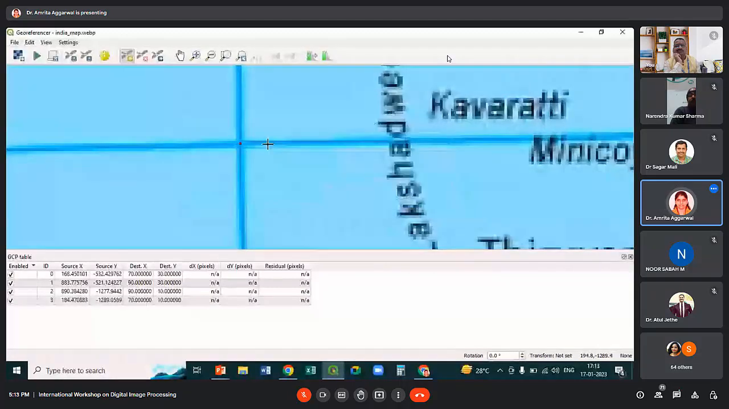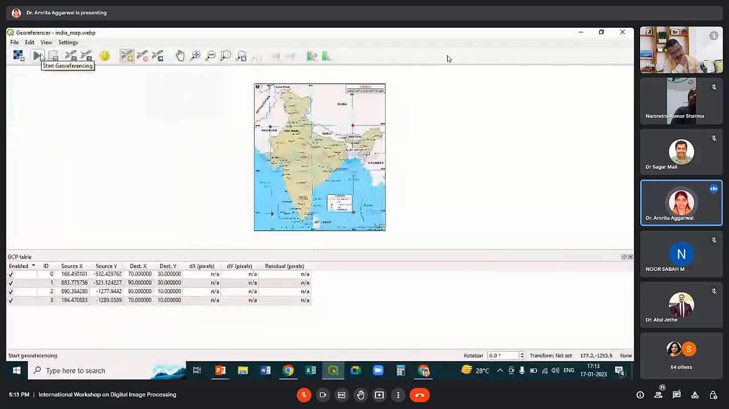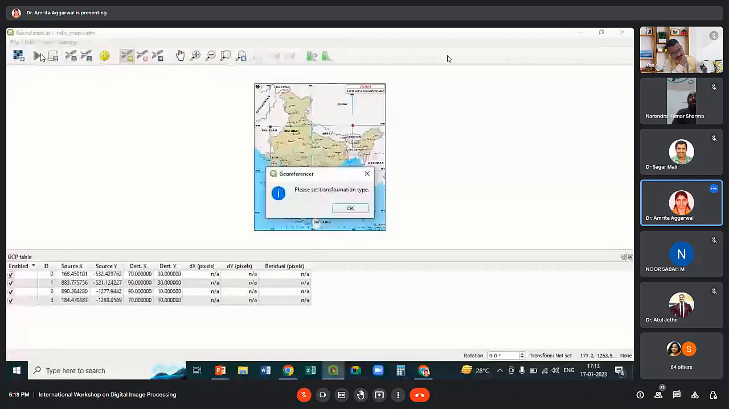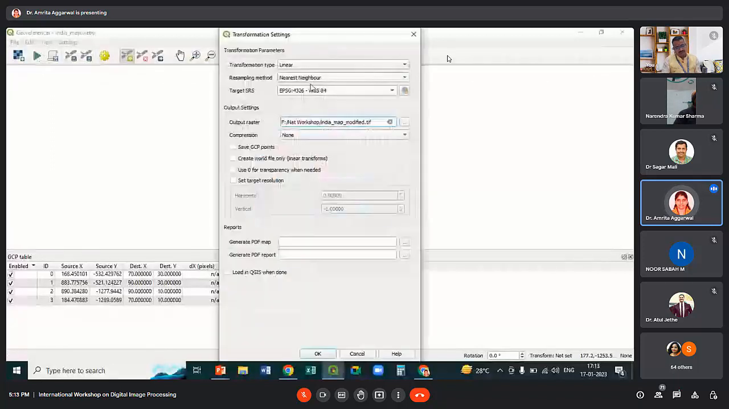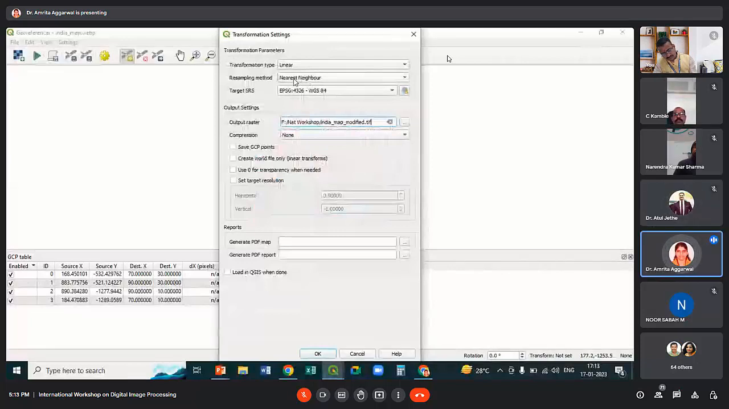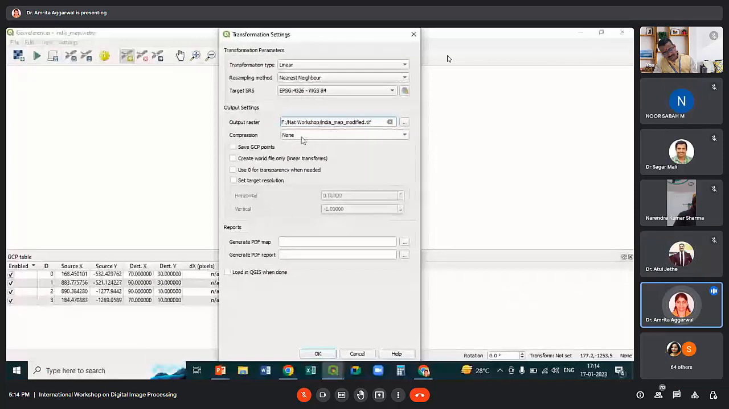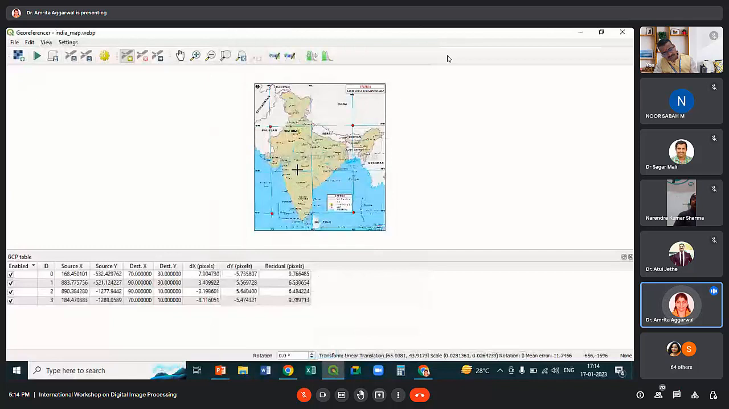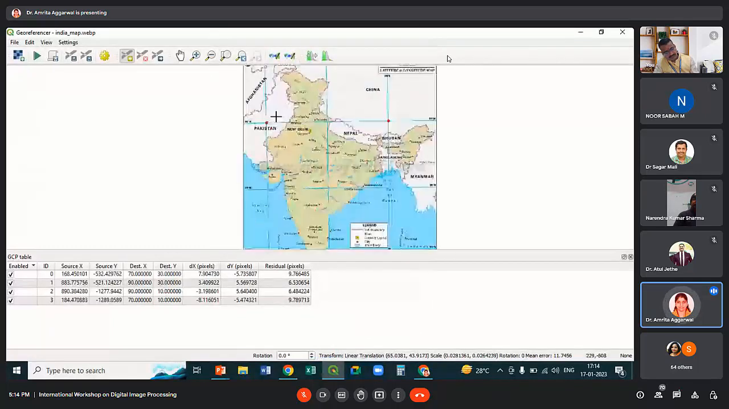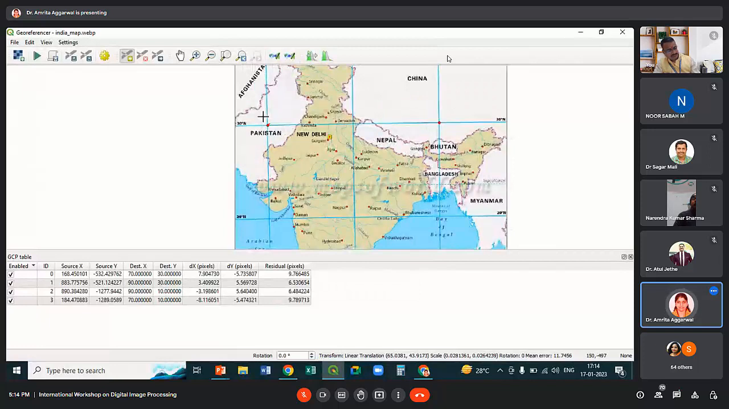Now after doing this, I click on the start georeferencing button. Okay, I say okay, linear should be my transformation type. Resampling is nearest neighbor, which I will be covering tomorrow so that you will understand it better. This is the name of my file, the georeferenced file. Okay, I don't want to do any compression. So basically all these are by default, and I save the GCP points. I click on OK. Now, since I have done it almost perfectly because I had the graticule, that is the grid of the latitude longitude, along with the easy lat long, my error is very less, which you can see in the residual pixels. It is 9.7.